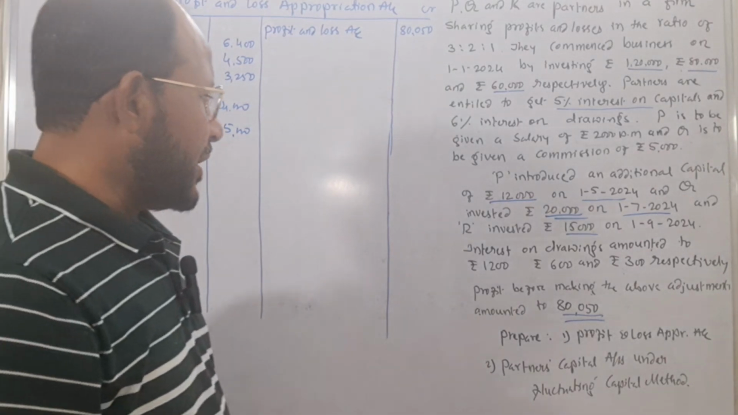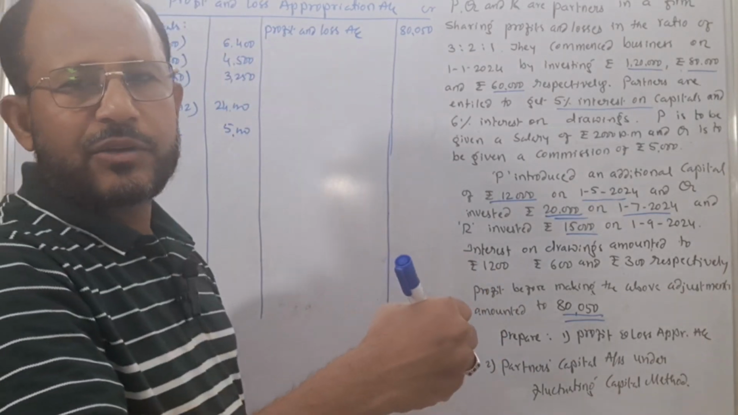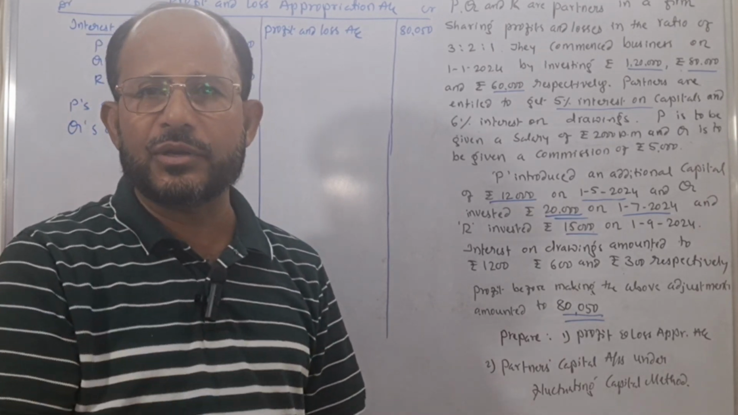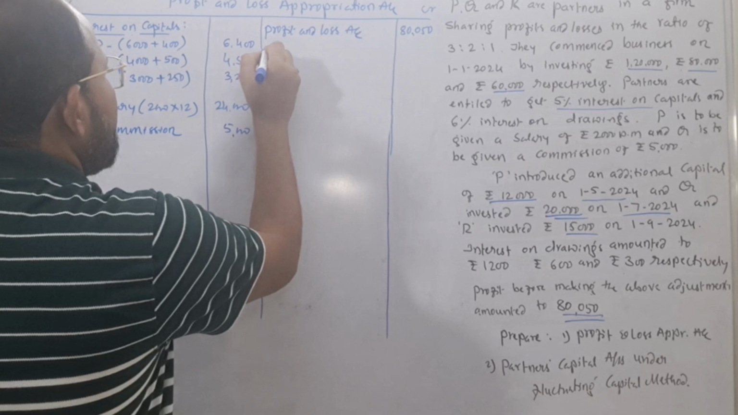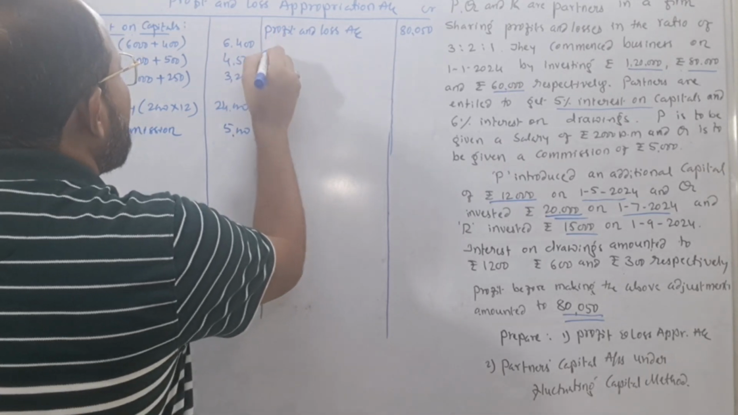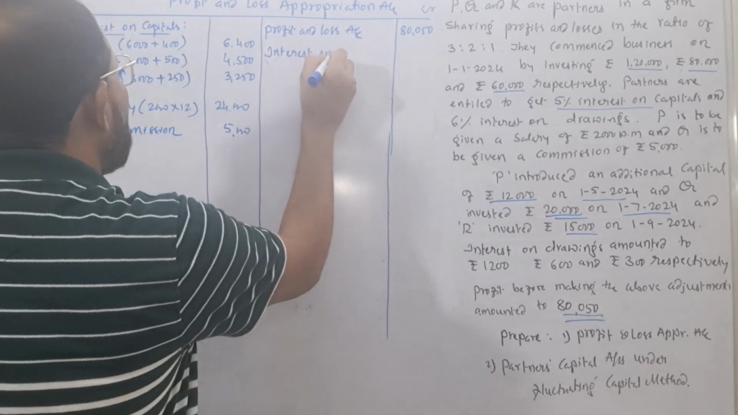Next, interest on drawings. Direct amount is given. Interest on drawings is the income to the partnership firm, because here partners are required to give that interest to the partnership firm. That is why that is to be shown on the credit side of a profit and loss appropriation account. Interest on drawings.